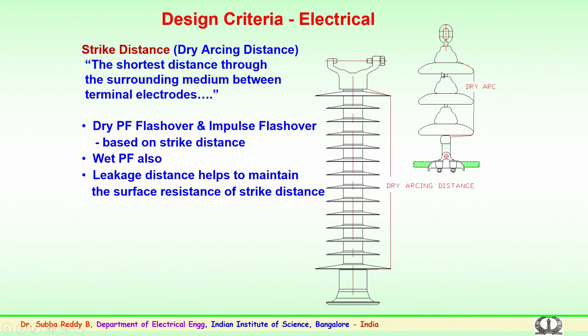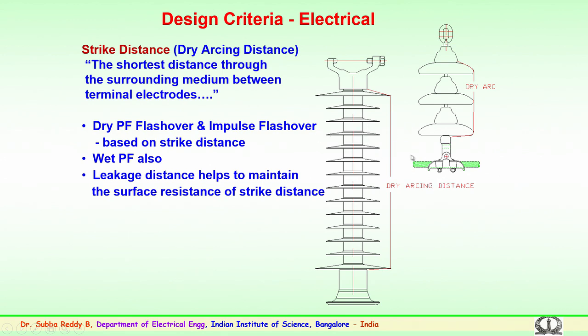Similarly, in case of an insulator string, a representation of 3 insulators is given. You can very clearly see that from the top metal cap to the bottommost metal pin, this is the arcing or dry arc distance, or the strike distance being referred to. So, the dry power frequency flashover and the impulse flashover are designed based on the importance of the strike distance by the insulation or design engineers.